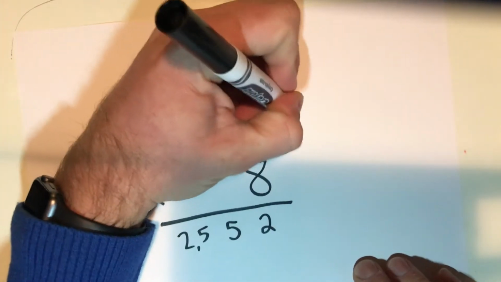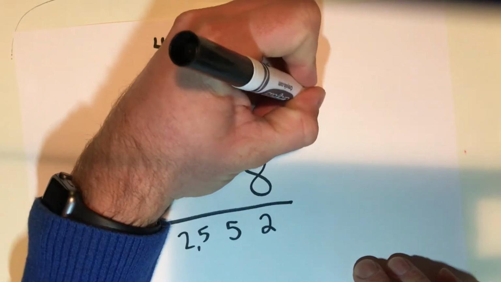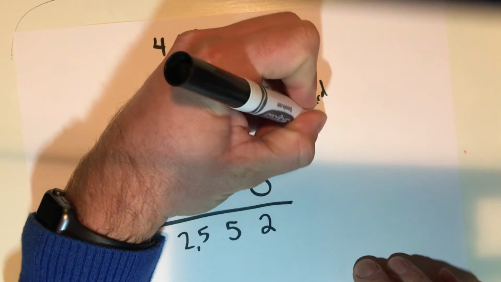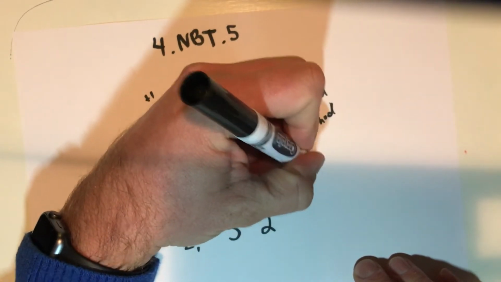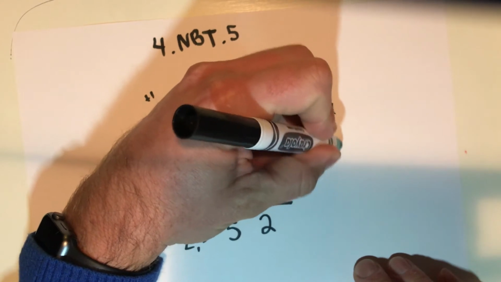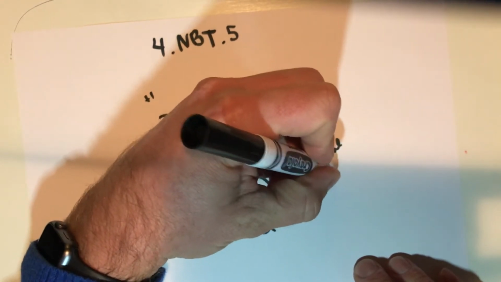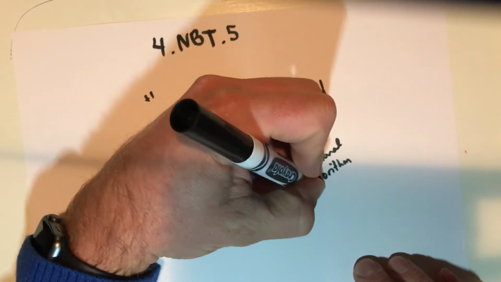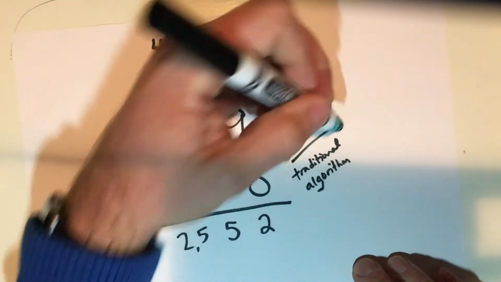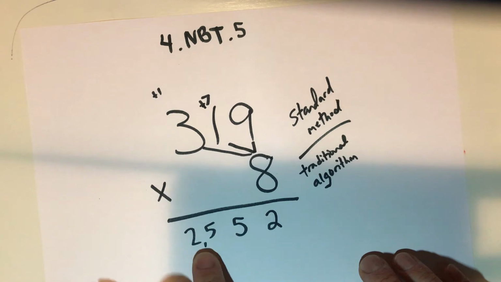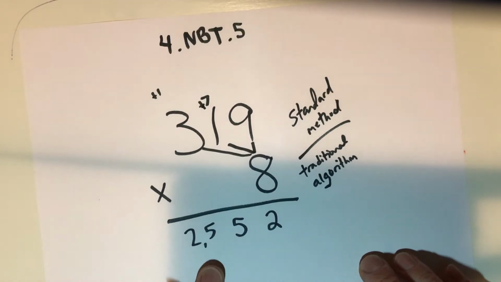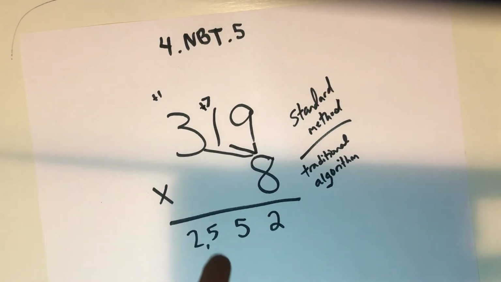And so we call this the standard method. You'll also hear it referred to as a traditional algorithm. And this is fine. This is a way to multiply 319 times 8 to get to 2,552. It's accurate, it's efficient, it works.